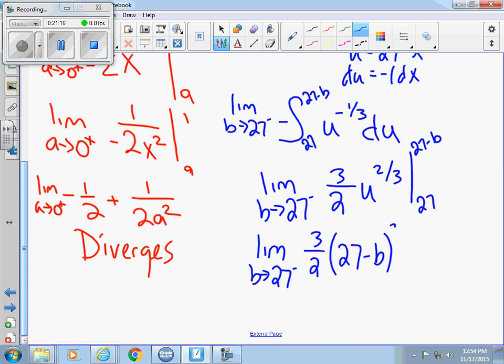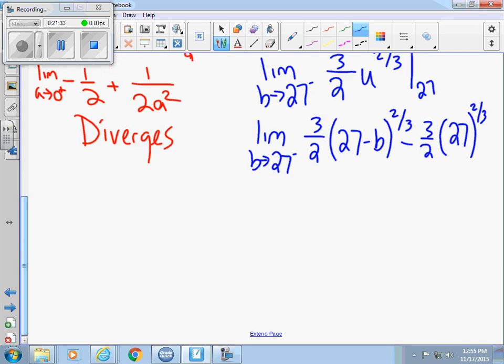Minus b to the 2/3 power minus 3 over 2 times 27 to the 2/3 power. 27 to the 2/3 power is something I can do. The cube root of 27, what's the cube root of 27? And 3 squared. So 9 times 3 over 2 is 27 over 2. That's what I'm going to have to think about.